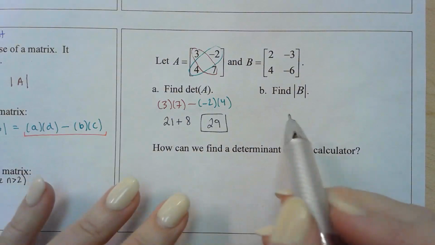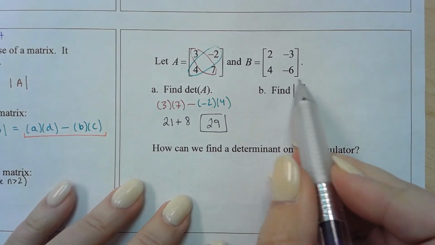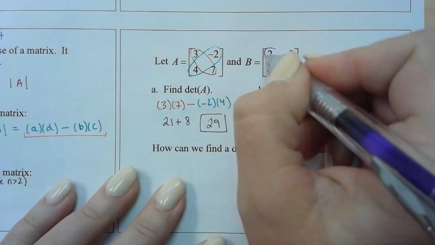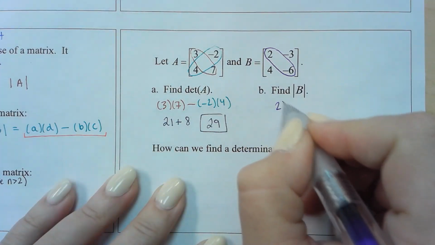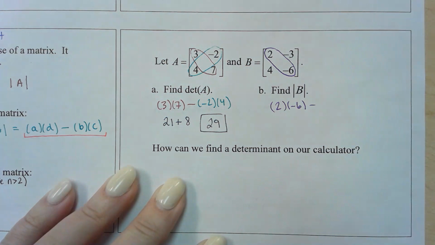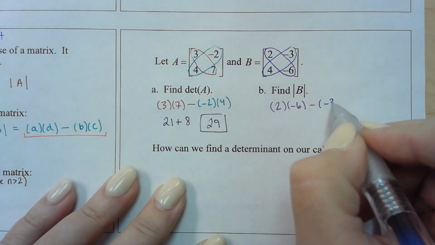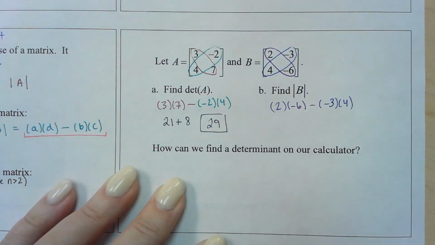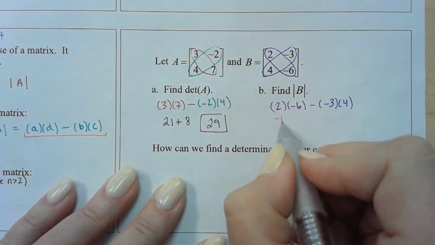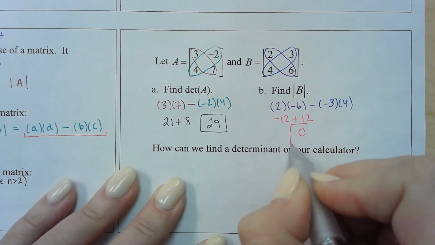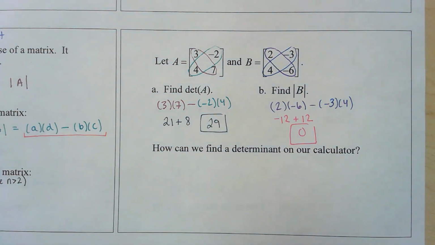All right, let's take a look at this next one. It says find the determinant of B. It's the same thing, different notation. So again, we're going to multiply our main diagonal, so 2 times negative 6 minus negative 3 times 4. So we've got negative 12 plus 12 for a determinant of 0.